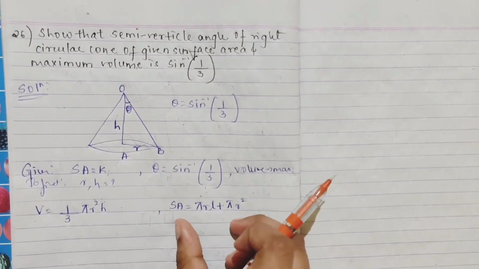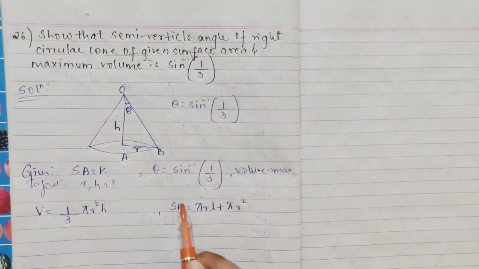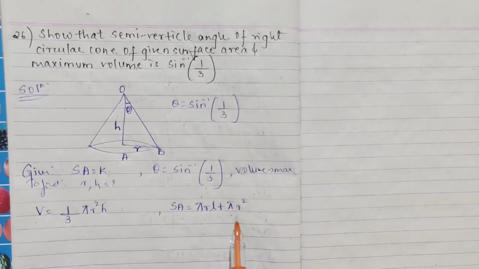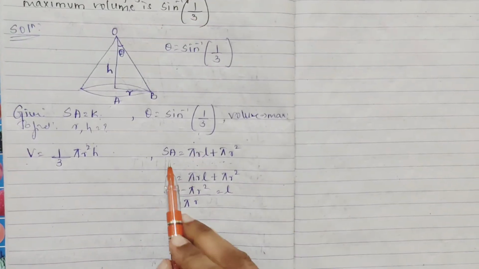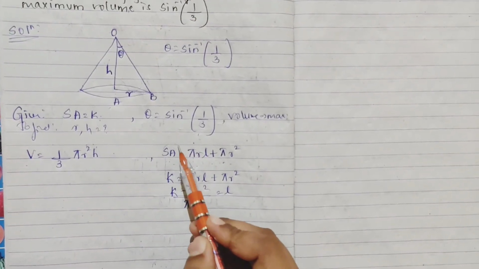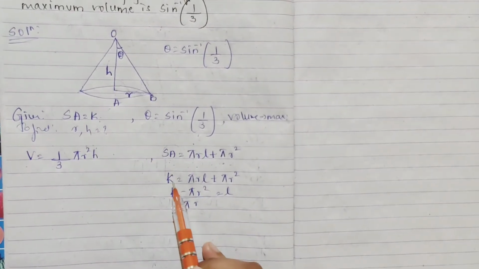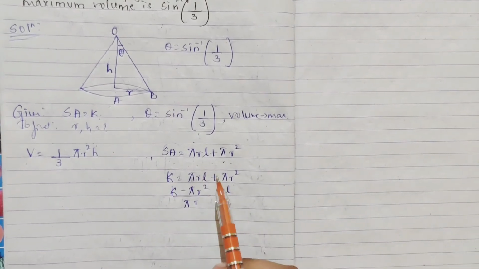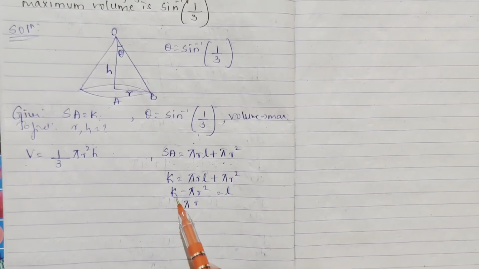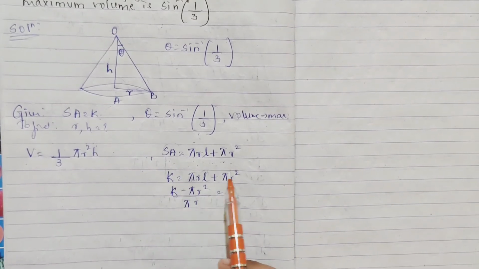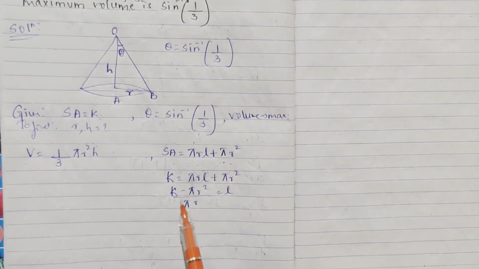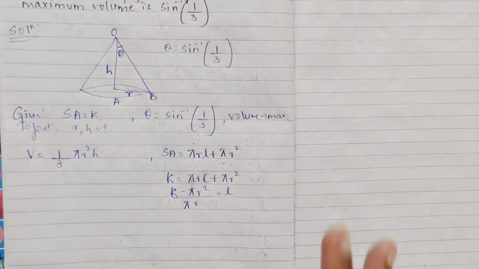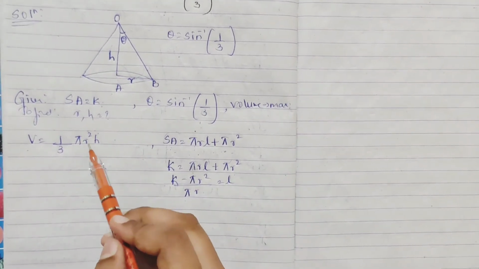So where will we find them from? From our given surface area. Surface area is pi r l plus pi r square. So I have written your surface area. We know the given surface area is k, so k equals pi r l plus pi r square. From here, easily, which value can we find? We can find l, right? l is equal to k minus pi r square, divided by pi r. But you see in your volume there is no l. You have to find either r or h.